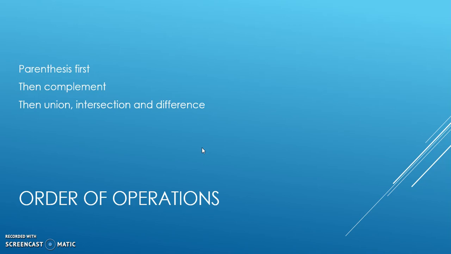So, just with the numbers, if you see parentheses, do the parentheses first. And if you have parentheses within parentheses, you do the innermost parentheses first, and then you work your way outwards. After you're done with all the parentheses, then you do complements. And after you're done with all the complements, then any unions, intersections, and differences that you see are done in a left to right order. Just like addition and subtraction.